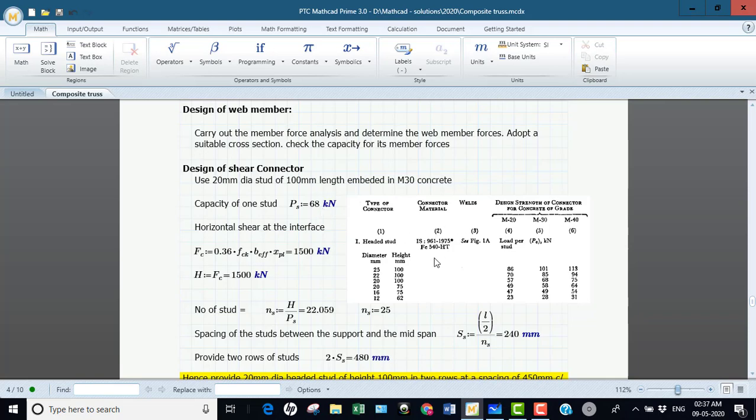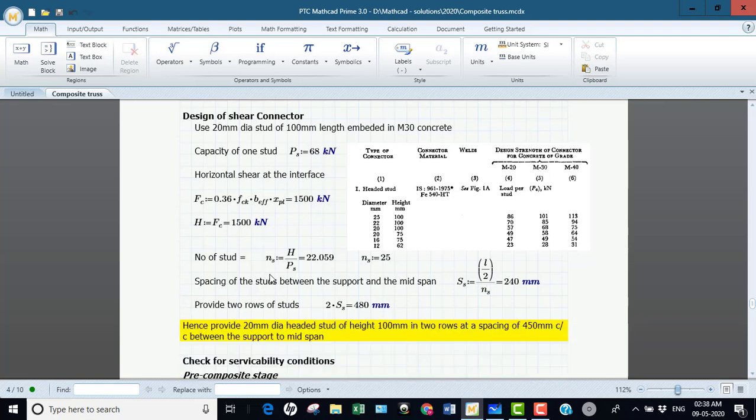This is a table I have taken from IS 11384. So I know the capacity of one stud connector if it is welded in M30 concrete. I took a 20 mm diameter, height 100 mm, by which I know the capacity of the stud. Then, what is the horizontal shear expected at the interface? This is the value, which is equal to 1500.